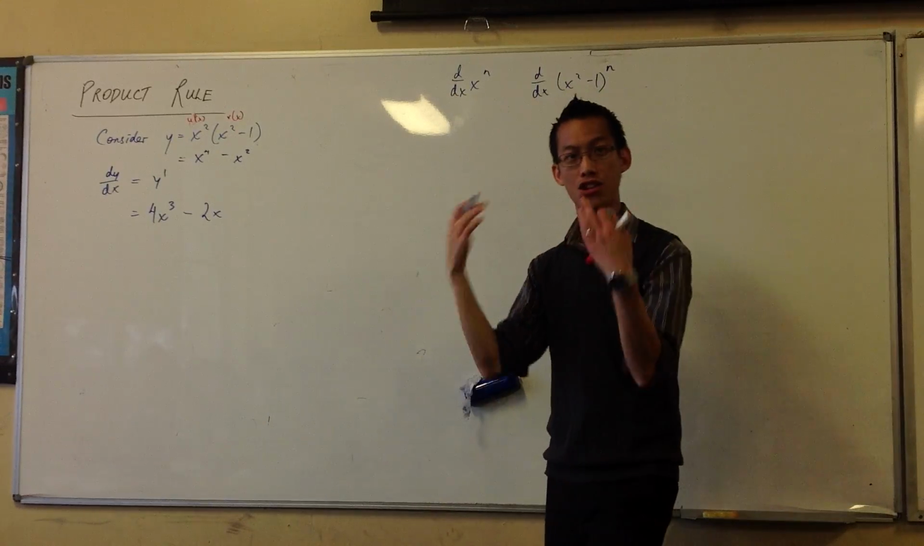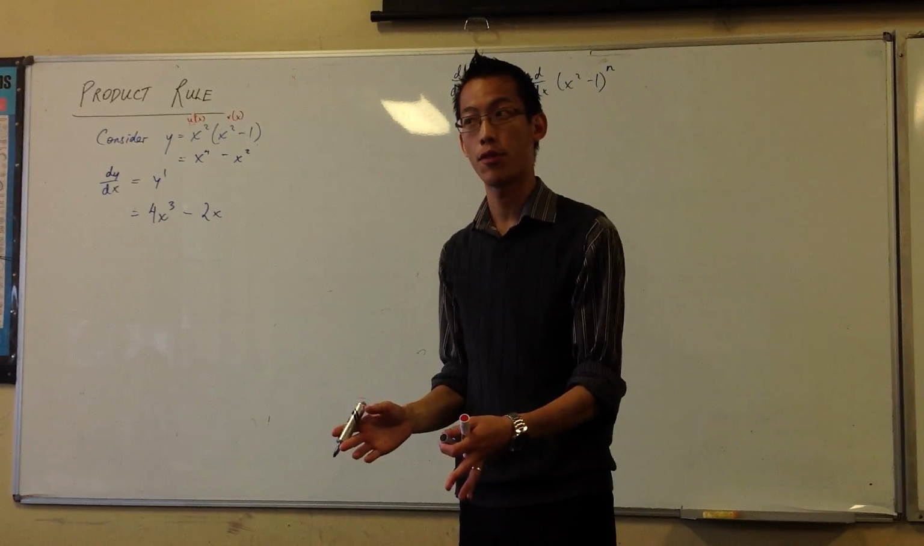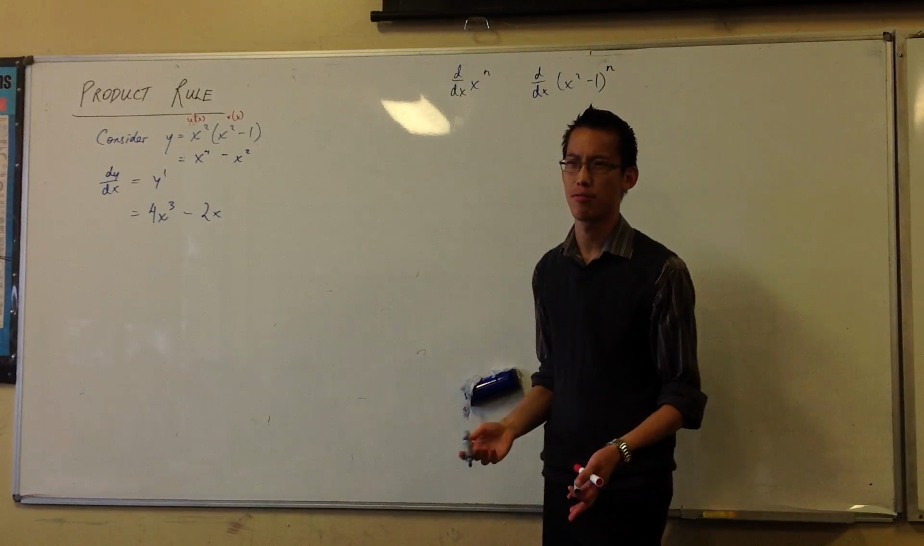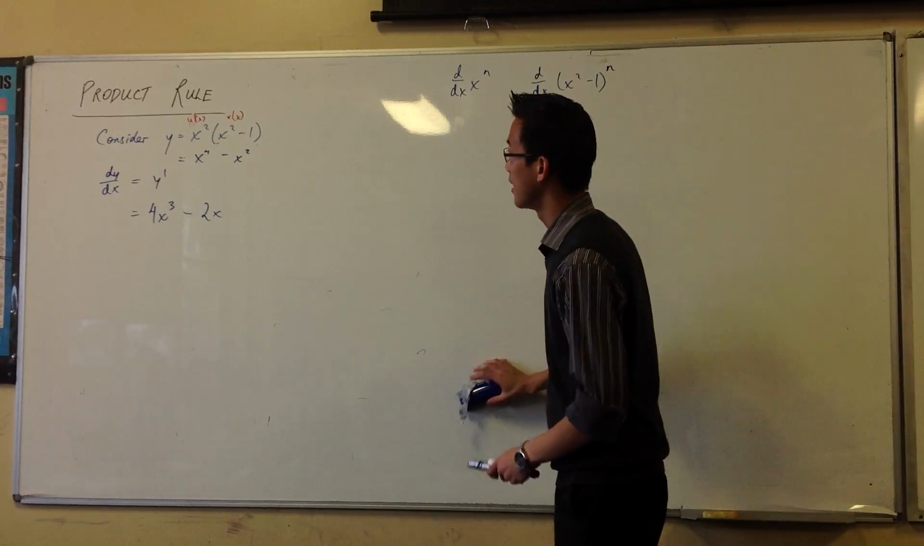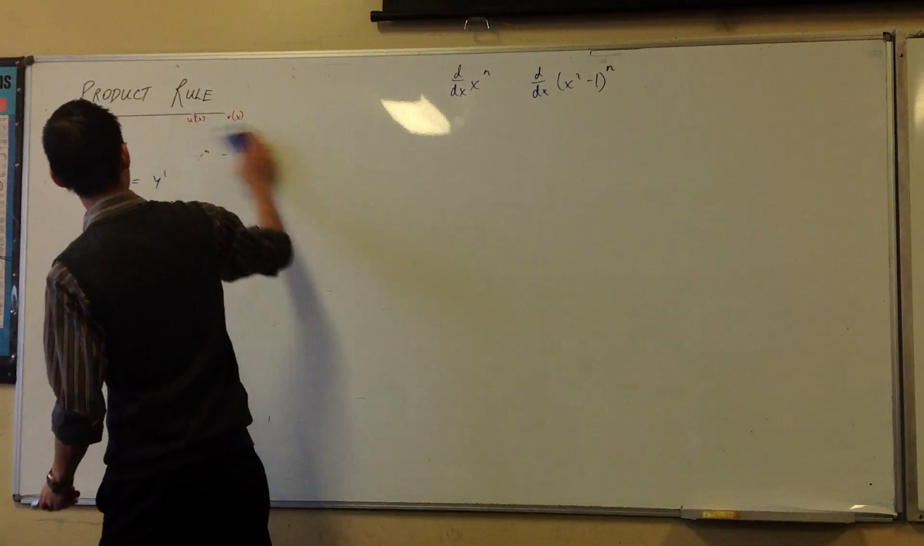I'm going to show you the product rule. I'm going to prove it for you. You don't have to reproduce the proof, but I want you to know where it comes from. So let's start off with a definition.